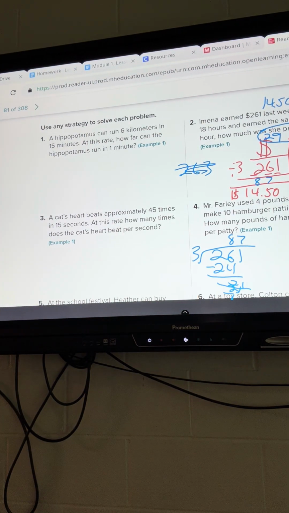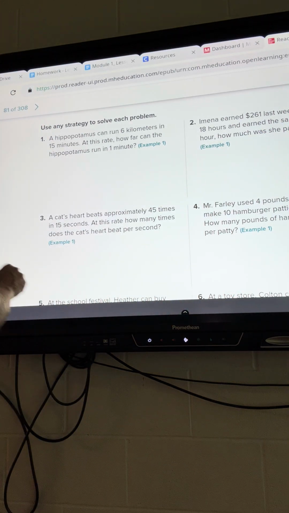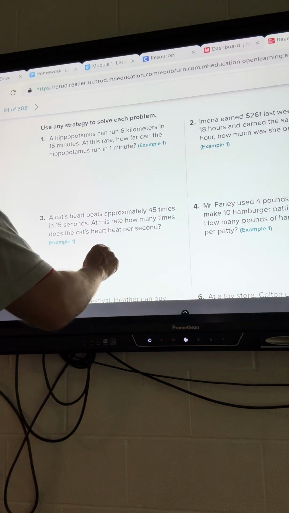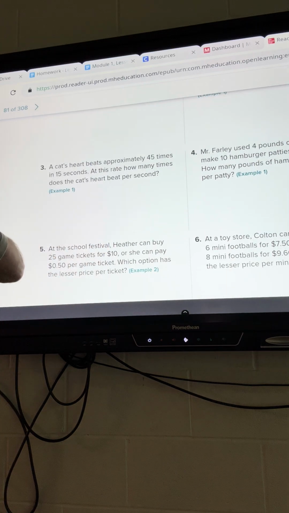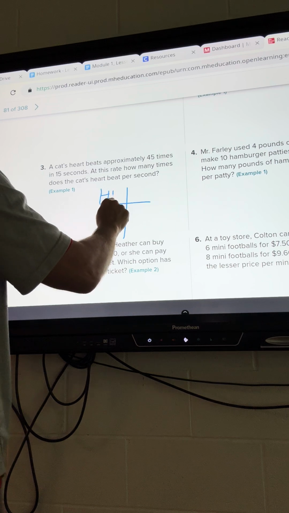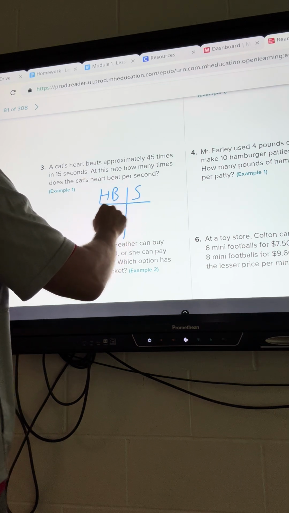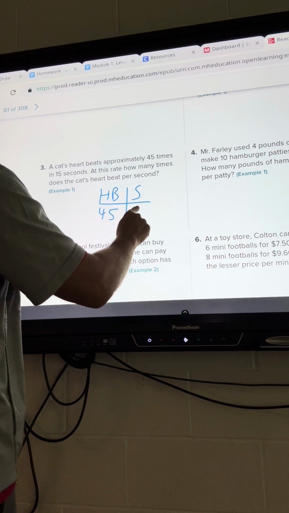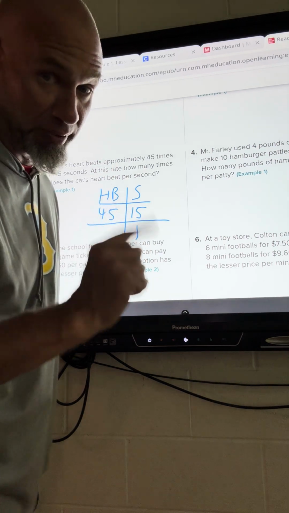Number 3: a cat's heart beats approximately 45 times in 15 seconds. At this rate, how many heartbeats is it per second? This one's a little easier. The numbers are a little bit easier. You have heartbeats and you have per second. So we know it's 45 times in 15 seconds. You should be able to get to 1 in 1 step here.